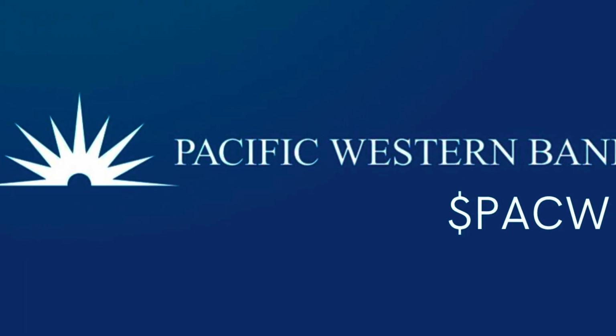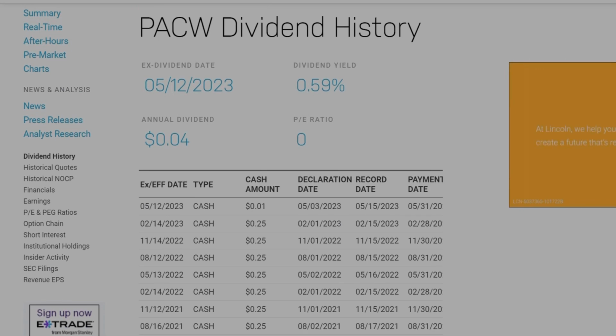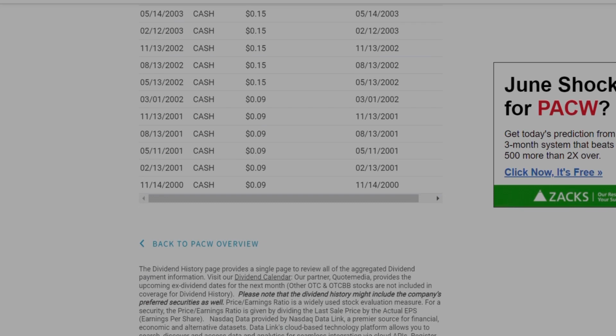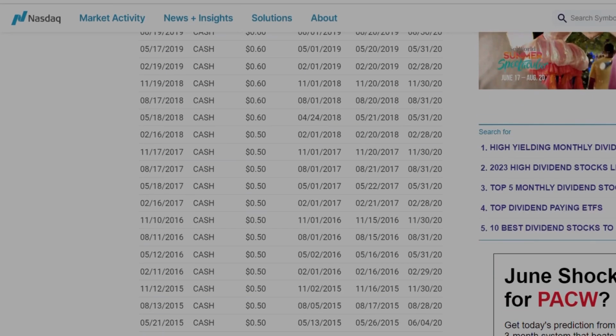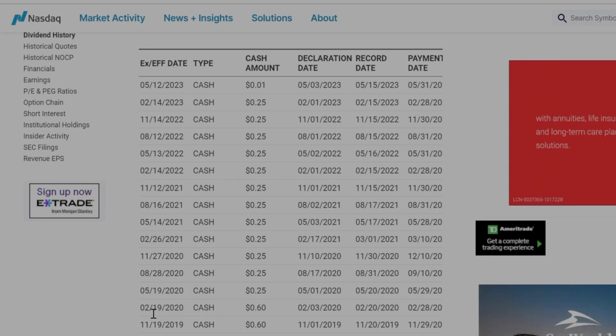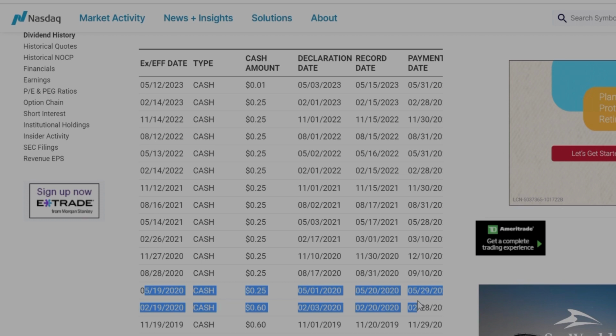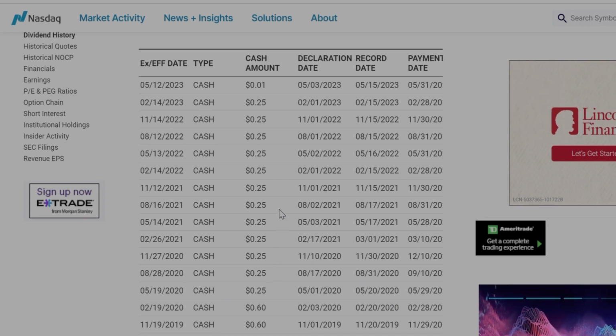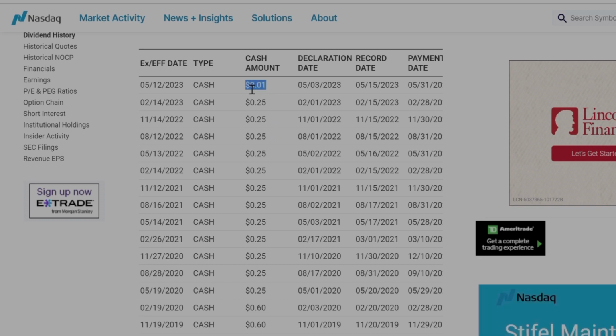Now we're going to look at an example of a real company, PacWest, and see what's happened with their dividend. If we look at PacWest Regional Bank's dividend history, they've been paying out a dividend for a long time now. Their dividend had been increasing for years, and it was cut in 2020. I'll give you one guess as to why the dividend was cut in early 2020. Then it was pretty stable at 25 cents a quarter, so $1 a year, and then it was cut in May 2023 to 1 cent.